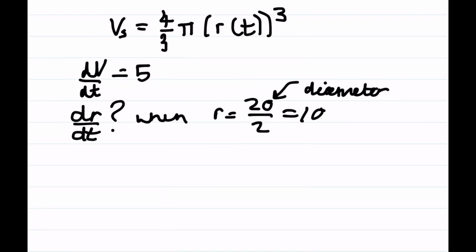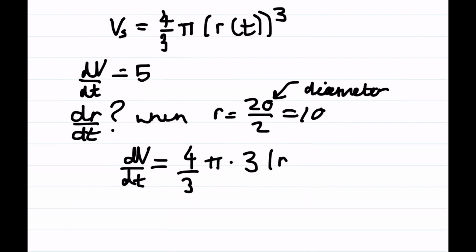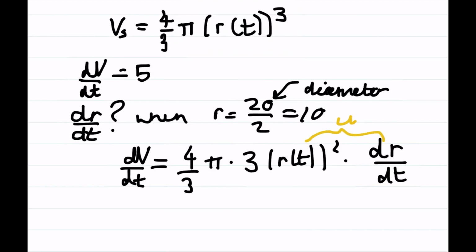Okay, so let's differentiate. I'm going to drop the (t) just so that it's easier to write with this pen. So if we differentiate both sides, we're going to get dV/dt is equal to 4/3 times pi times 3 r of t all squared, and then we need to multiply by the derivative of r with respect to t because of the chain rule.